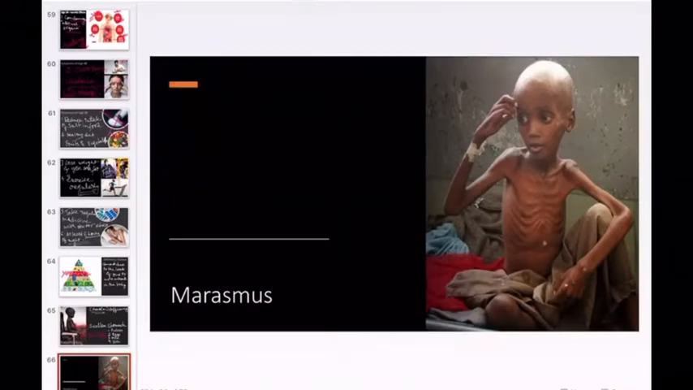Next, we have got marasmus. Now, marasmus is a condition which is shown by underweight and loose folds in the skin. Now you see this poor child. He is so thin. We call this boy underweight.